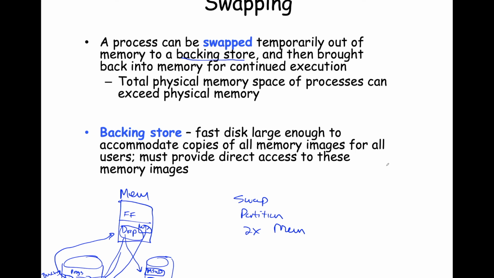And so this backing store is a fast disk, a region of your disk, and it's large enough to accommodate copies of all of the in-memory form, the memory image, for all of the processes and users that are on your system. And so it must provide direct access to these memory images on the disk. The format of your program in memory is the same as its format on disk. It's just the medium used to store it that is different. It's disk instead of memory. And that's called your backing store.